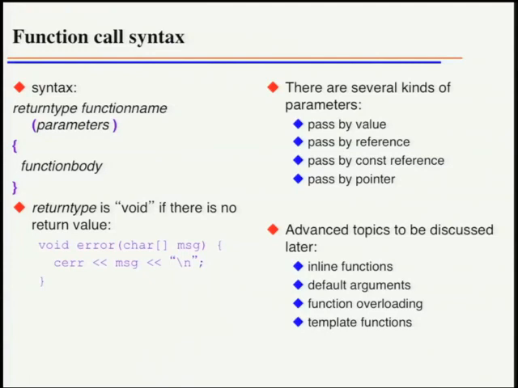There are several kinds of parameters. There's pass by value, by reference, const reference, and pointer, and principal const pointer. That we will look into in a second. Then there's slightly more advanced topics: inline functions, default arguments, function overloading, template functions. These will be covered later on.